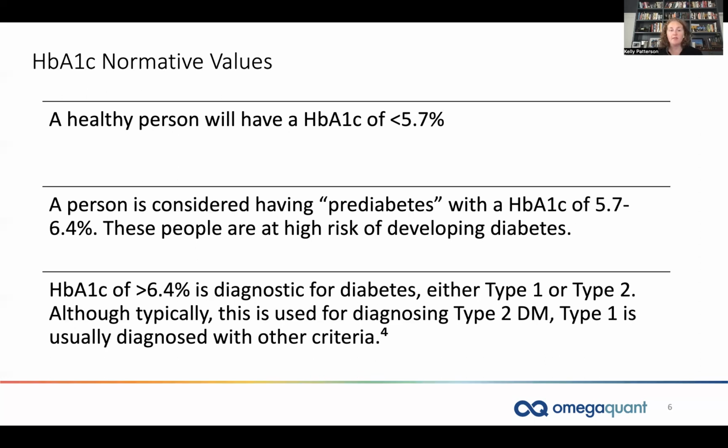And a hemoglobin A1c of greater than 6.4% is diagnostic for diabetes. So you would be considered diabetic, either type 1 or type 2. Again, there's a multitude of factors involved in that. Typically A1c is used for diagnosing type 2; type 1 is usually diagnosed with other criteria. But again, if you take our test and your A1c is that high, you really need to go speak with a physician right away. That is definitely something you want to talk to your doctor about.